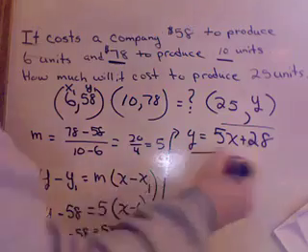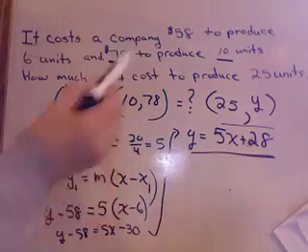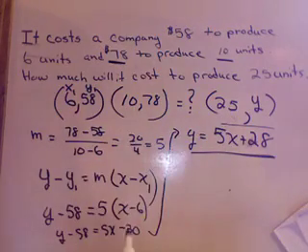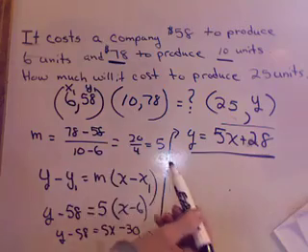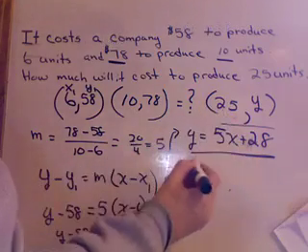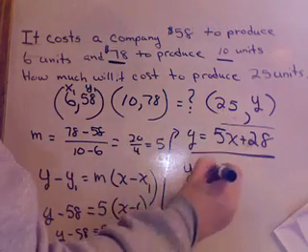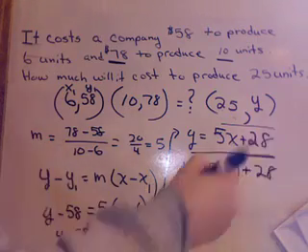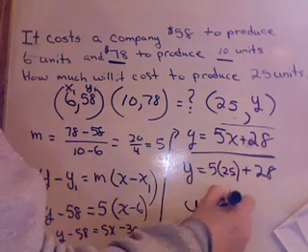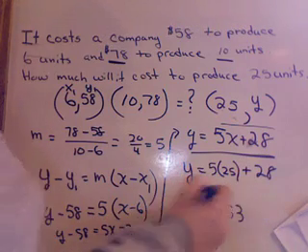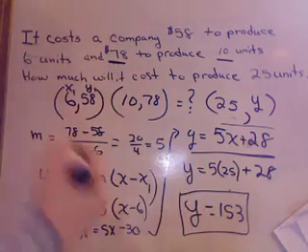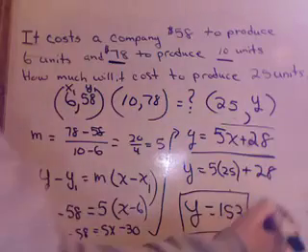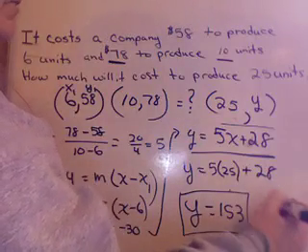So now I have an equation for the relationship. What piece of information do I need to use from here to solve for the missing part? Hopefully, you remember that the 25 is the x. So the y equals 5 times 25 plus 28. y equals 153. How much will it cost to produce 25 units? Hope you figure out that it will cost $153.